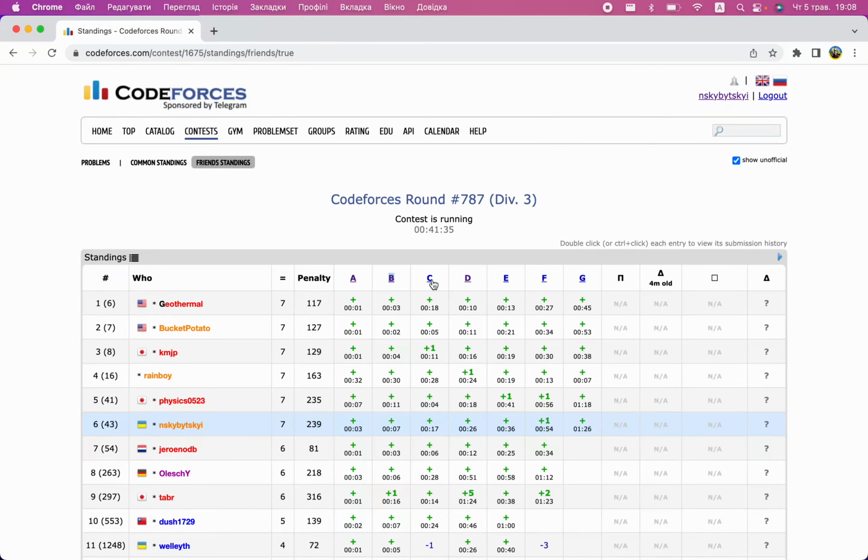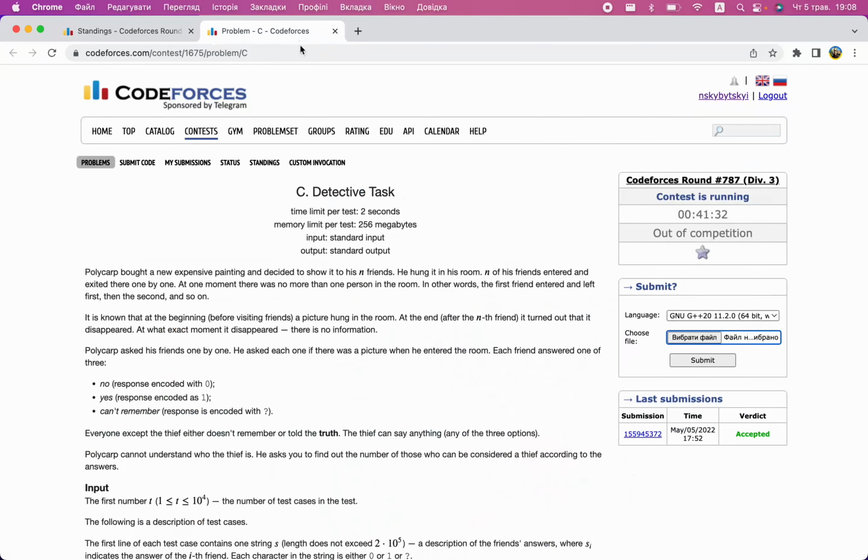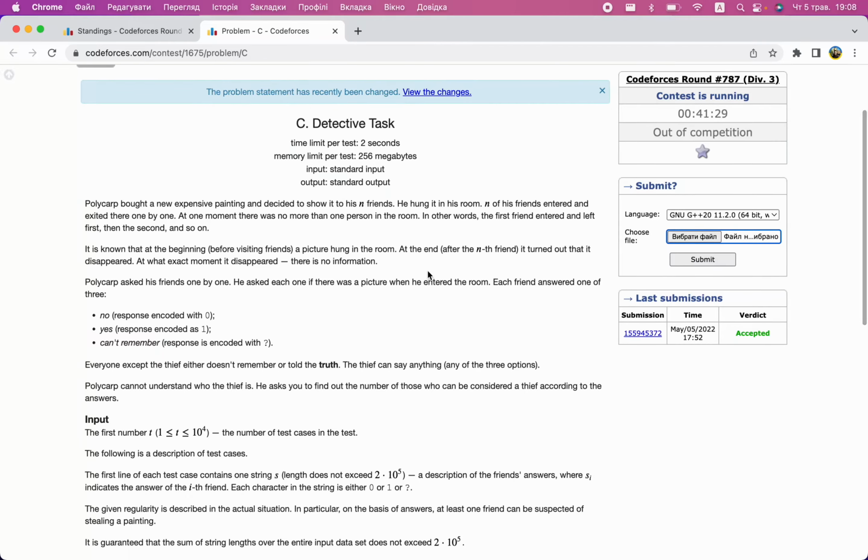So yeah. In the next problem, C, we had a painting. We put it into the gallery, or like a room. People visited the gallery, and one of them stole the painting. We had to find the number of possible thieves. Now, each person, after this entire situation happened, told us if there was a painting or no painting when they entered the room. However, they sometimes cannot remember, which they encode as a question mark.